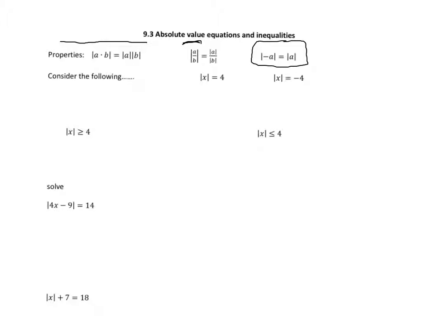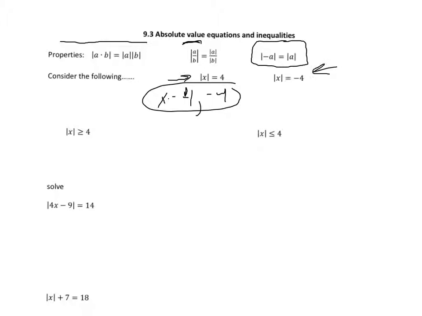Now, I want to consider the following things. This right here. When we're trying to solve this, we're trying to find all the numbers that we can substitute in for x to make this a true statement. So there's an obvious solution, x equals 4, because the absolute value of 4 definitely equals 4. But one that's not as obvious is negative 4, because if we plug negative 4 in for x, the absolute value of negative 4 is 4 as well. So there's two solutions, a positive and negative solution to that right there.